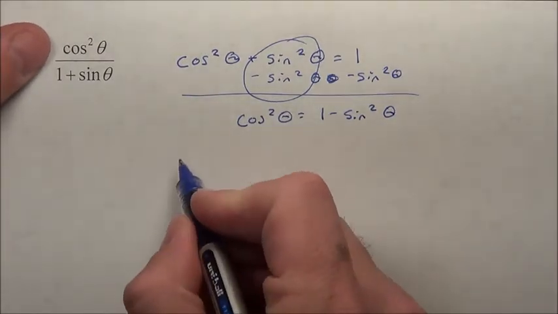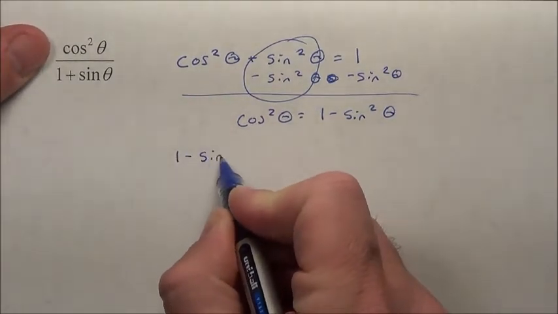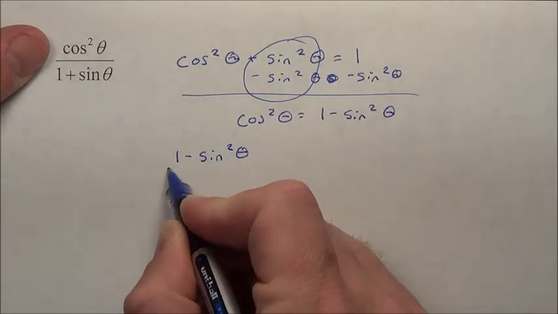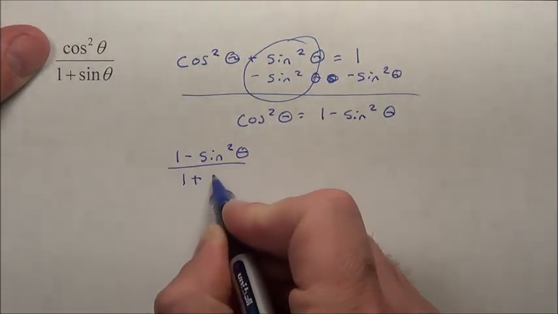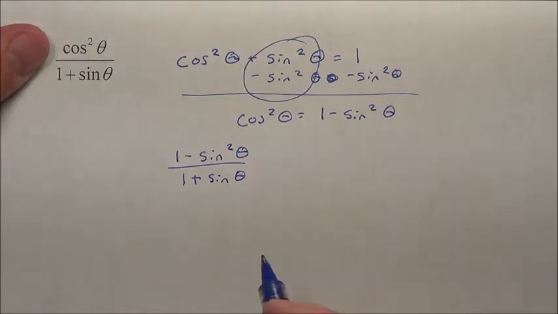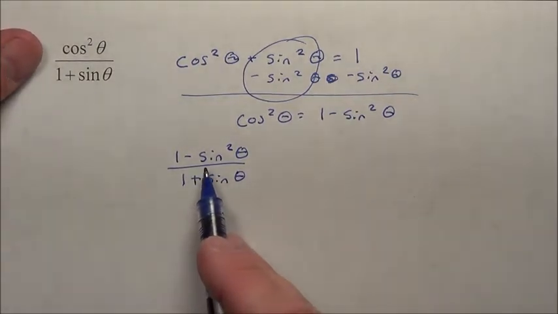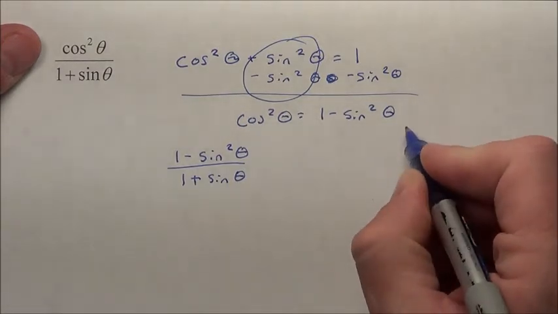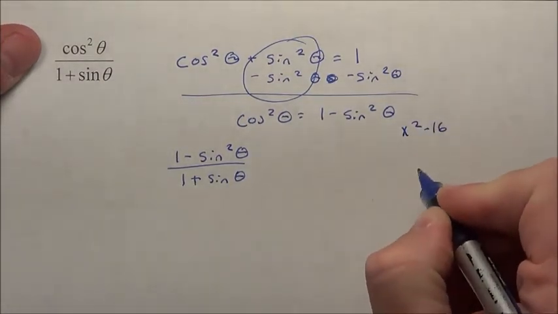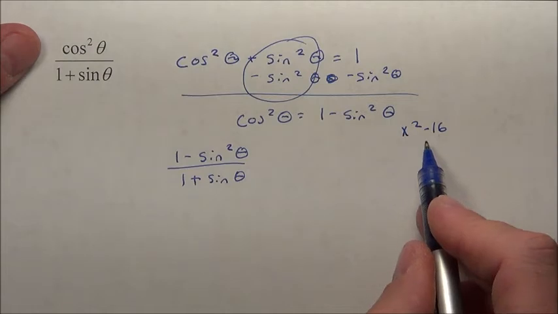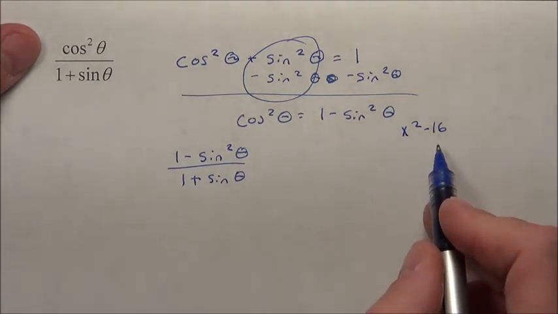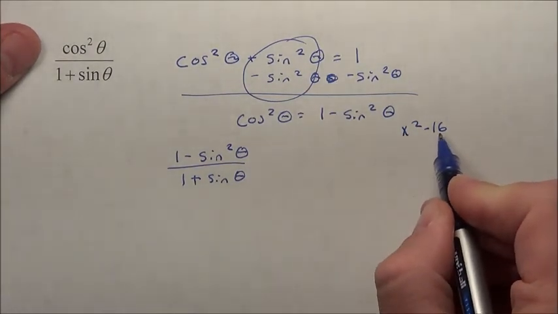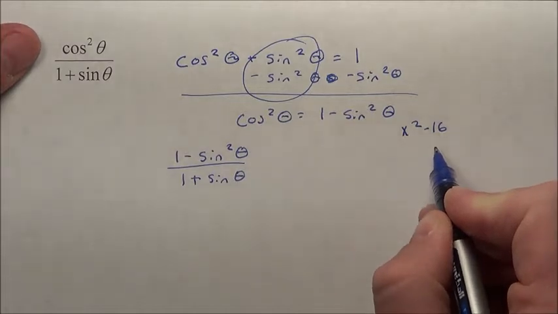I'm going to change this guy into 1 minus sine squared theta. So I'm going to rewrite the top as 1 minus sine squared theta over 1 plus sine of theta. And you're saying, well, that doesn't take me anywhere. What's going on? Well, think of this. What if you had x squared minus 16? You'd say, oh, wait, that's just a difference of squares. x plus 4, x minus 4. Or if this were x squared minus 25, oh, x plus 5, x minus 5.